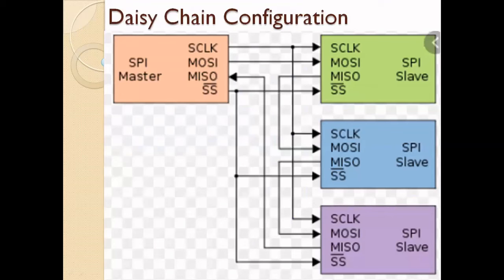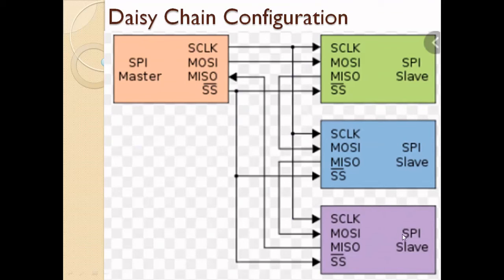Next is the daisy chain configuration. Here, the master needs only 4 pins. The slave also has 4 pins. By using these 4 pins, we can connect n number of slave devices. That is the advantage of this daisy chain connection. What is the drawback? The speed will be very, very low. Why is the speed very low? Take the first device, Abhishek, the second device, Ajay, and the third device, Anish.